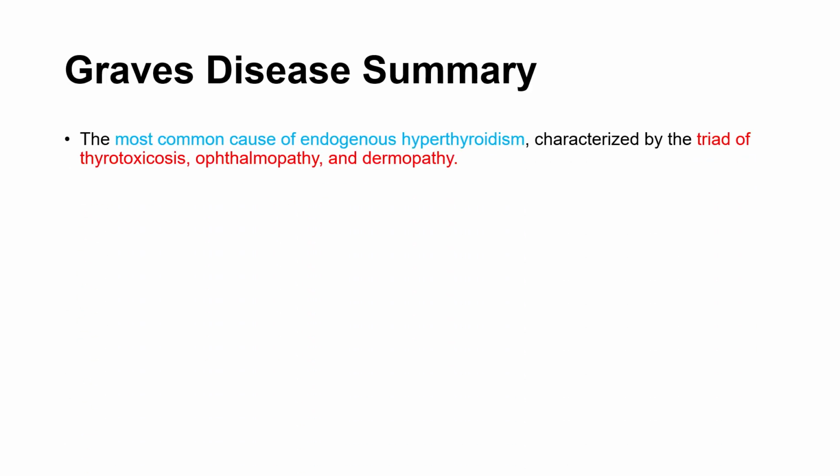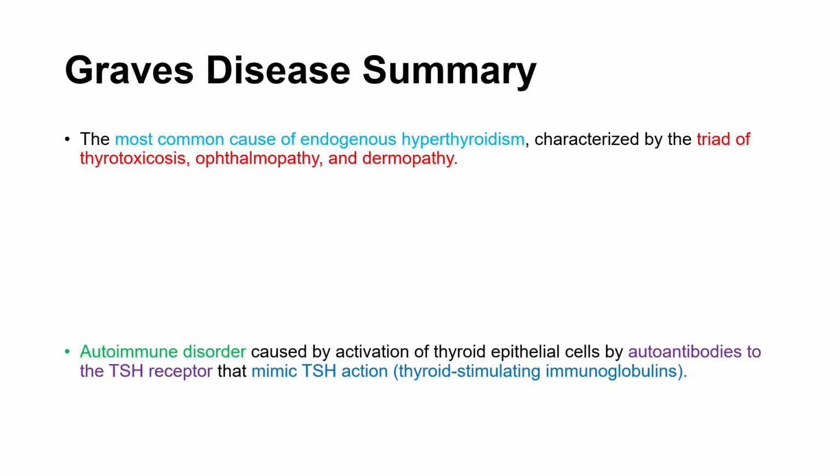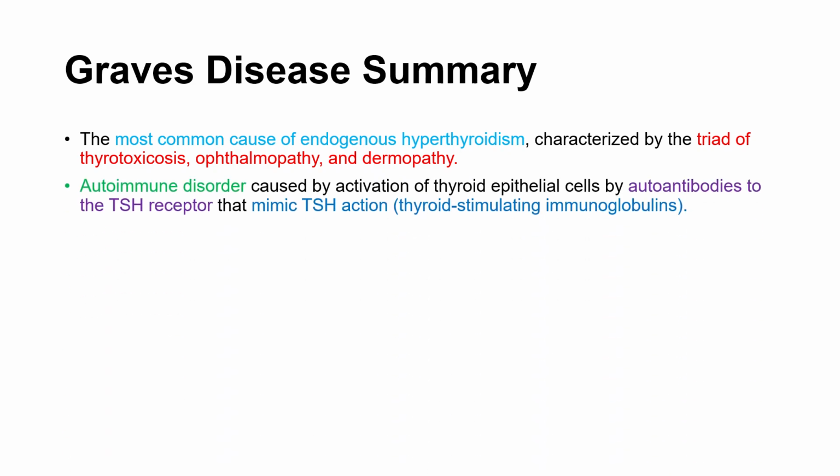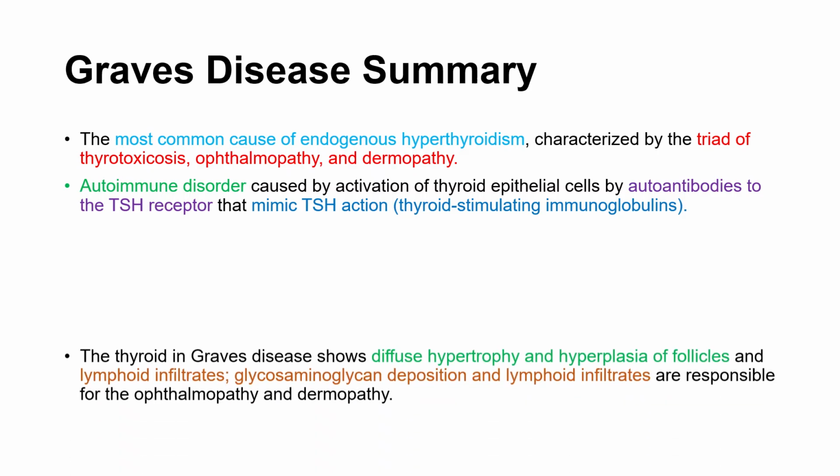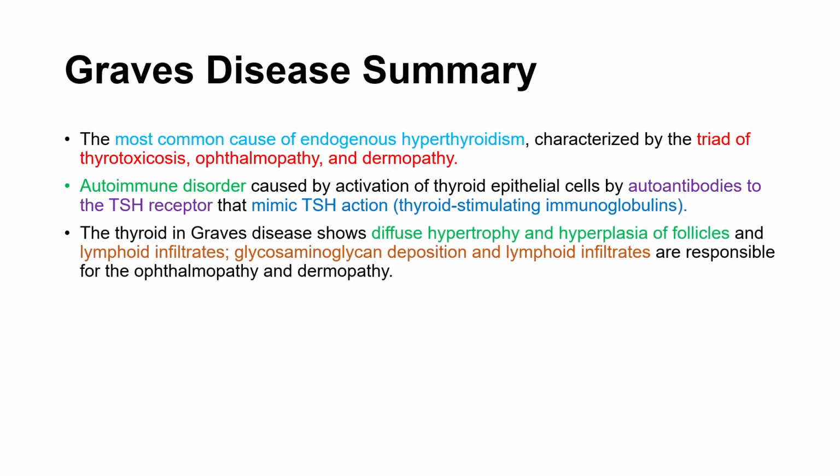Alright students, let's take a moment to wrap up what we have learned today. Graves' disease is the most common cause of endogenous hyperthyroidism, which is characterized by the triad of thyrotoxicosis, ophthalmopathy, and dermopathy. It is an autoimmune disorder caused by activation of thyroid epithelial cells by autoantibodies to the TSH receptor that mimic TSH action, thyroid stimulating immunoglobulins. The thyroid in Graves' disease shows diffuse hypertrophy and hyperplasia of follicles and lymphoid infiltrates.